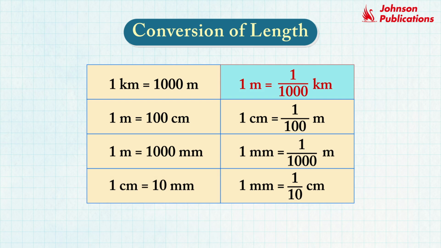1 meter is equal to 1 upon 1000 kilometer. 1 centimeter is equal to 1 upon 100 meter. 1 millimeter is equal to 1 upon 1000 meter. 1 millimeter is equal to 1 upon 10 centimeter.